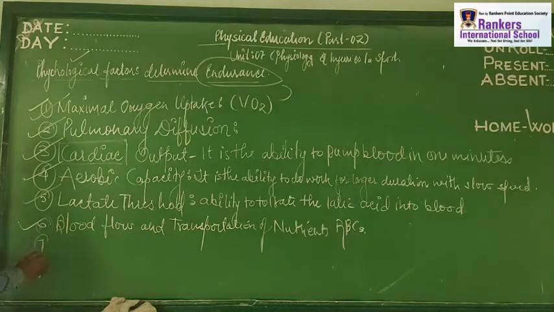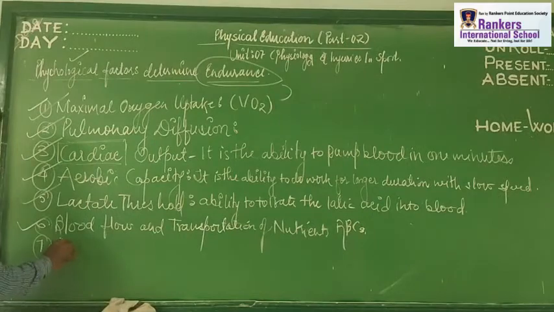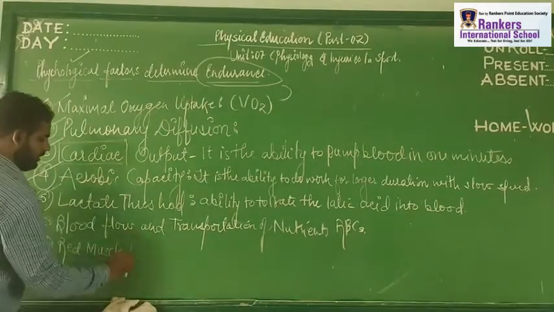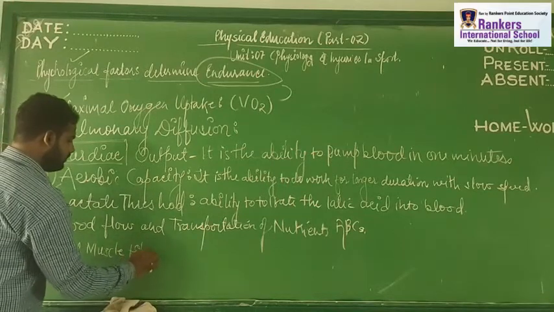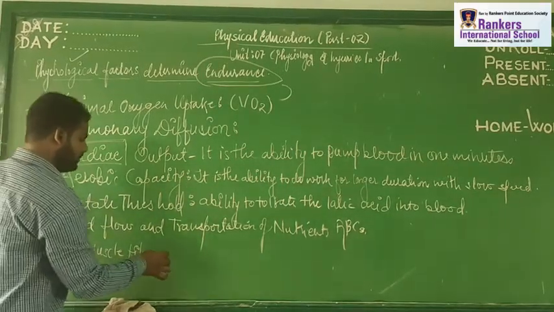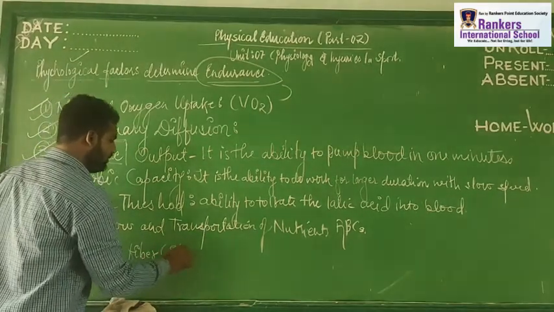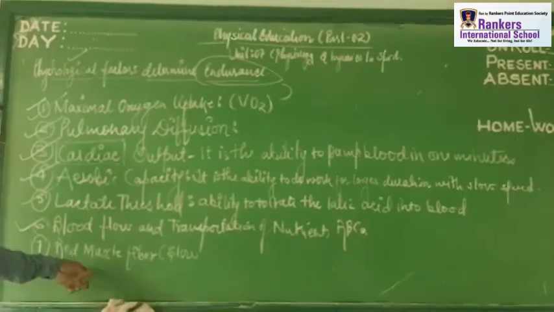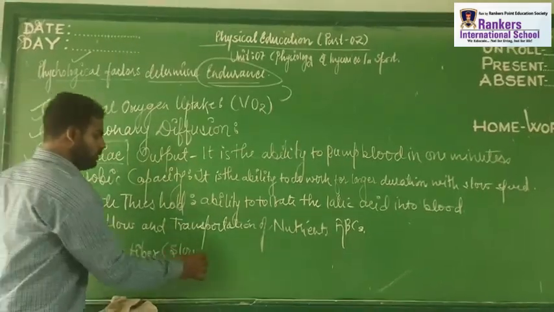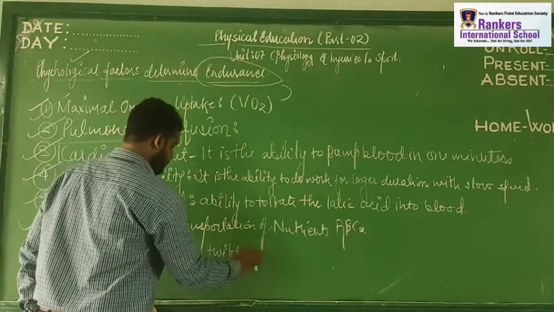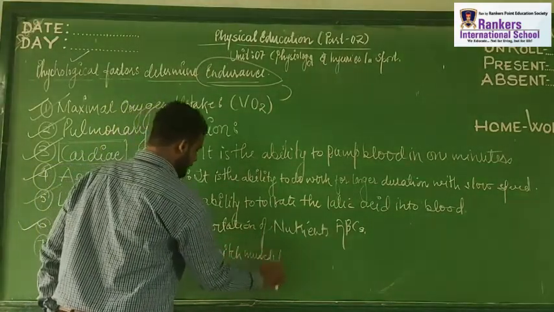So let me write the seventh point: red muscle fiber. What did I call it? Red muscle fiber I called slow twitch muscle fiber. This is the MCQ question to check, so do it well. Red muscle fiber, which is also called slow twitch muscle fiber.